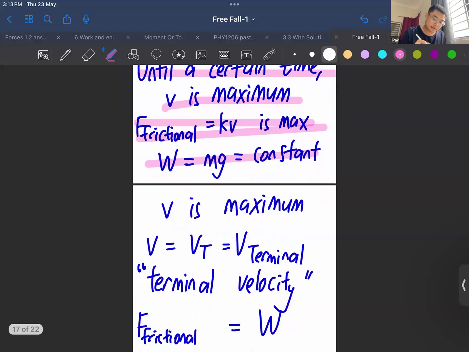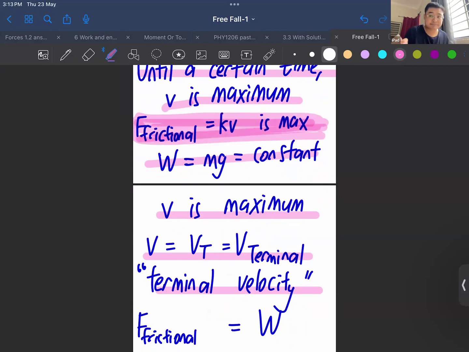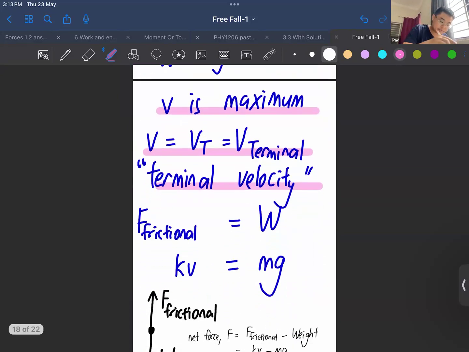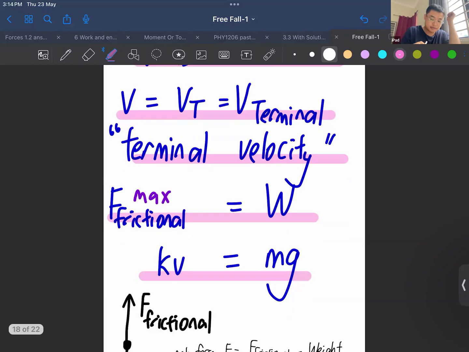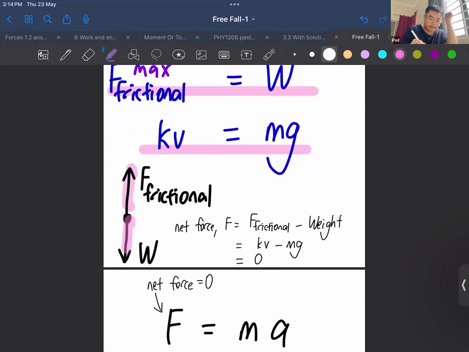And then when your velocity is maximum, we call that terminal velocity. And just now, if you still remember, when the velocity is maximum, we say that the frictional force is a maximum, right? The maximum frictional force is actually equal to weight. That means the upward air frictional force and the downward weight finally balance each other. They finally cancel out each other perfectly. All right. Okay. So this happens in the pink color region. So remember, in the pink color region, your net force is 0 because your frictional force is equal to the weight, so your net force is 0.